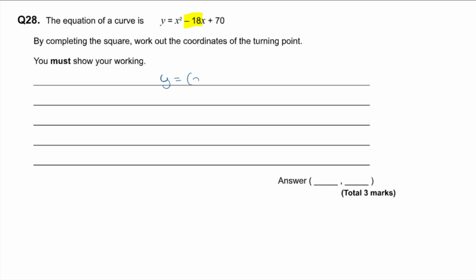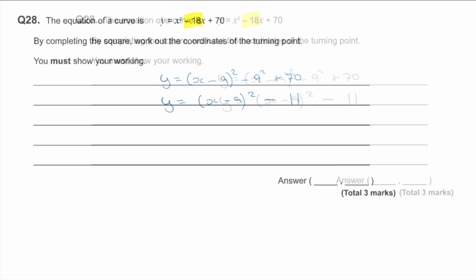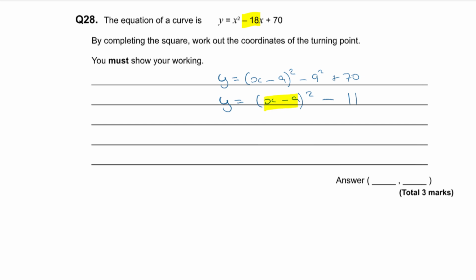I'm going to say y is equal to x minus 9 all squared minus the square of 9 plus 70. So the square of 9 is going to be 81. So if I take 81 away from 70, that leaves me with minus 11 then, doesn't it? So that's going to be y is equal to x minus 9 all squared minus 11. So the turning point is going to be when this part of the bracket is going to be 0 and the value of x that makes that bracket 0 is 9. And when that bracket is 0, the y value is going to be minus 11.